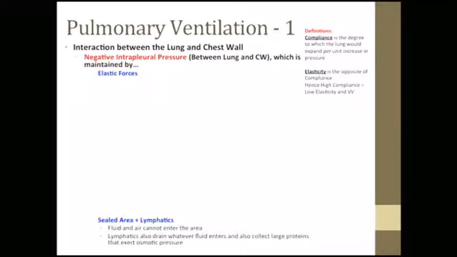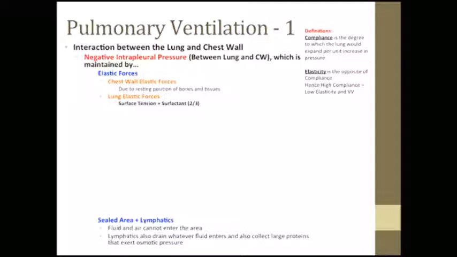So for elastic forces, you have the contribution from your chest wall. Your chest wall naturally likes to expand, so it likes to push outwards. That is just because that is the normal resting position of the bones and tissues in your body. So it likes to push out. Remember, chest wall out, and lung pulls in. So your lung likes to collapse.